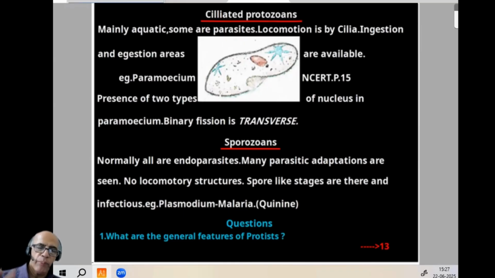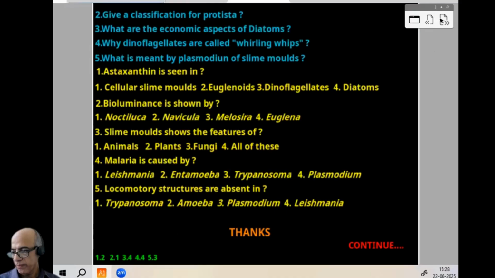Now comes the last group, sporozoans. Normally, all are endoparasites. That's what NCERT says. Many parasitic adaptations are seen, no locomotor structure, spore-like stages are there, and infectious. Example is Plasmodium, causing malaria, and the remedy is quinine, obtained from the cinchona tree. Then we can find 5 theory questions, 5 NEET model questions with the key.